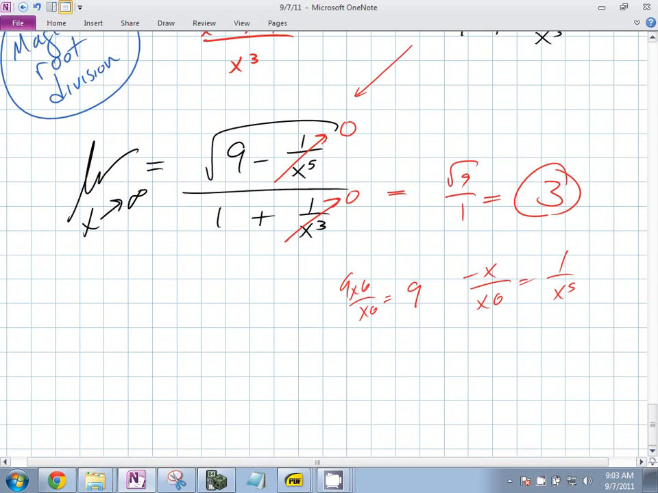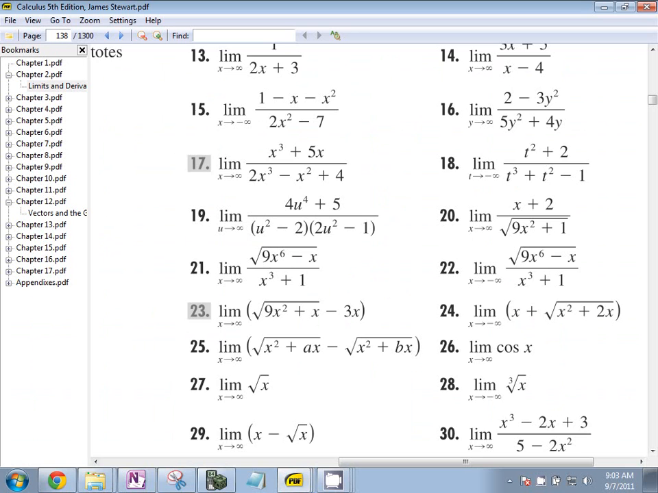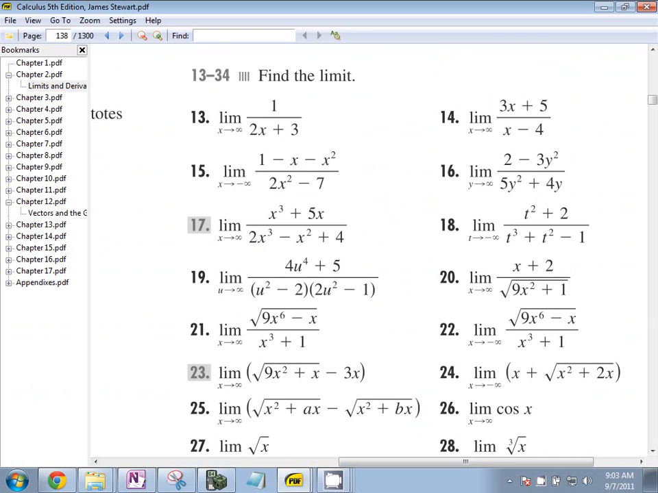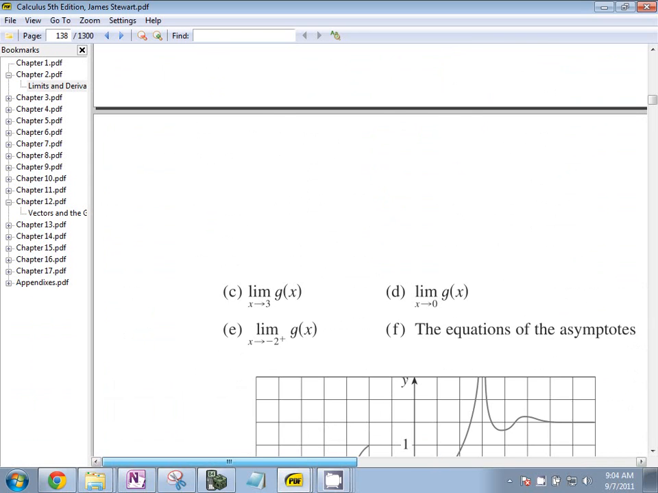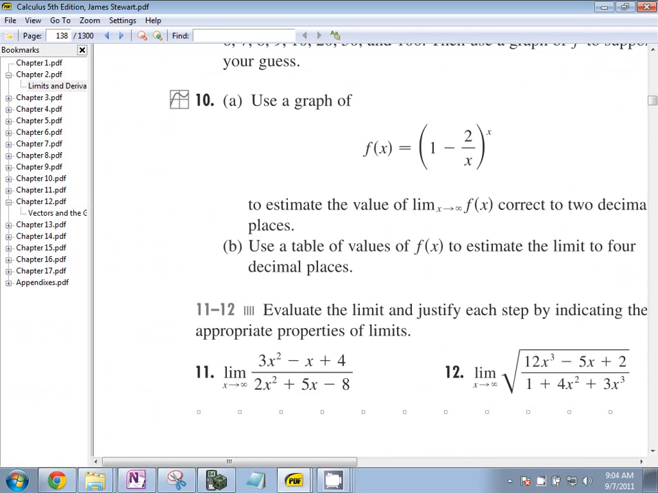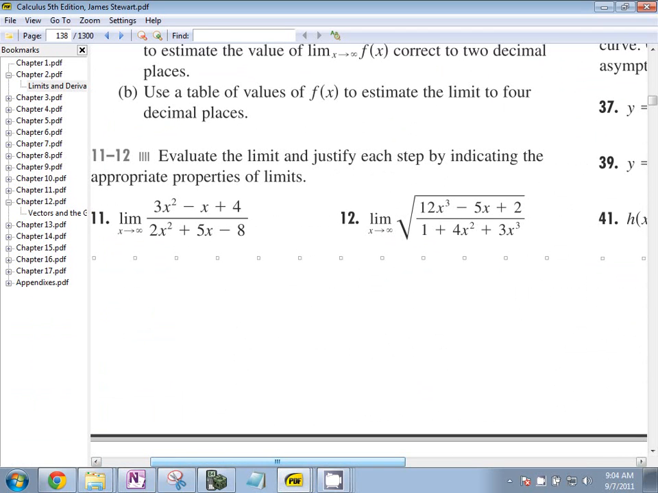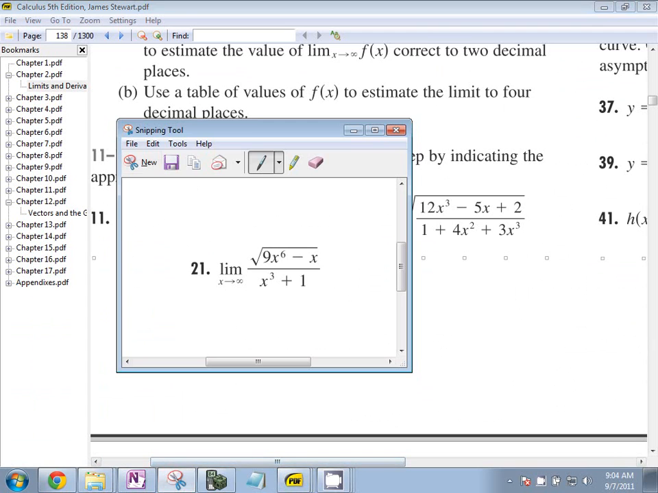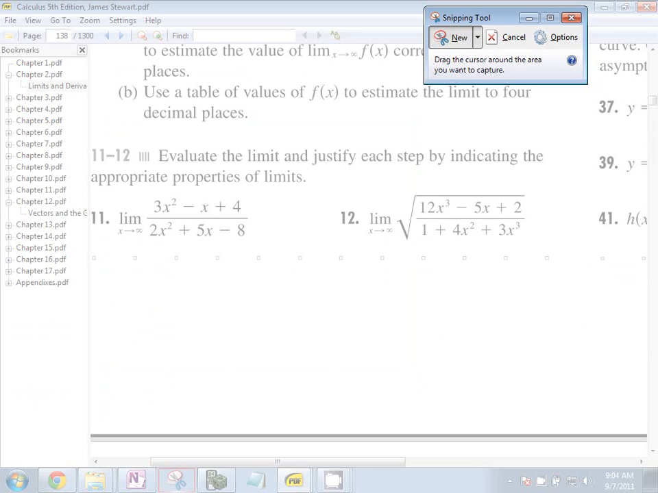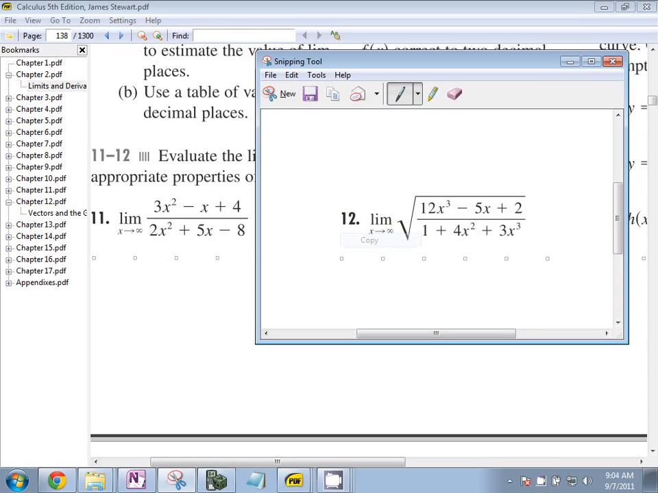Let's pick one more from this page. What do you think? One more. 12. 12? I don't know. We're going back? We're going retro. 12. Evaluate the limit, right? Oh, come on. You can evaluate the limit. You don't even have to do anything fancy on this. Nothing fancy. They want you to justify each step, meaning they want you to use the limit laws.